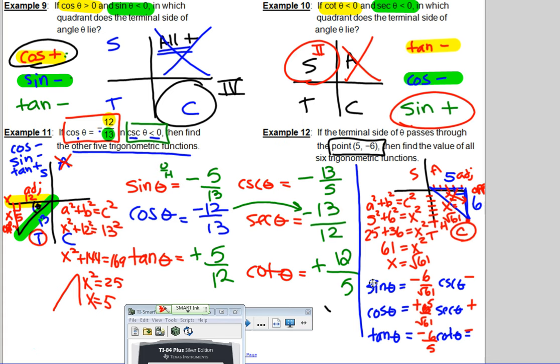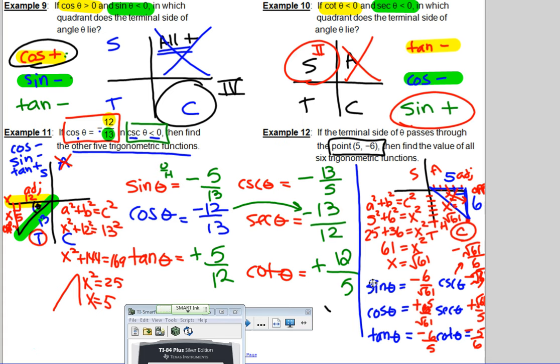And then the other guys are really easy. This is going to be radical 61 over 6, and it's going to be negative. Secant's going to be radical 61 over 5. And then cotangent's going to be negative 5 over 6.